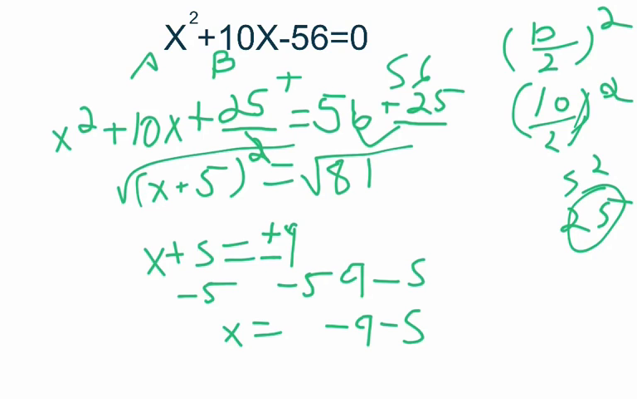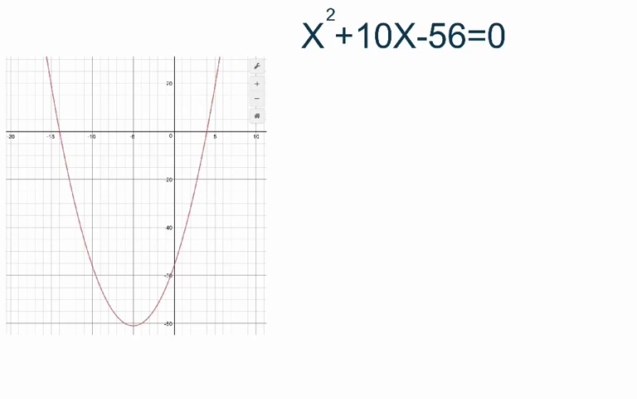So this answer up here would be 4, and this one here is negative 14. Alright, and that's how you solve by completing the square. Graphically, to find your solutions, you would look at your graph and see where it touches the x-axis. In this case, our solutions are x equals negative 14 and x equals 4.